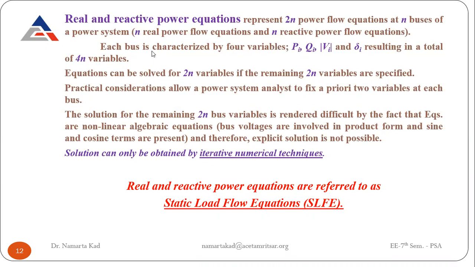And each bus is characterized by 4 variables: P, Q, V and delta, resulting in a total of 4n variables. So the total number of variables on each bus is 4. If there are n buses in a system, then the total number of variables in the whole system becomes 4 times n. And the equations can be solved for 2n variables if the remaining 2n variables are specified.